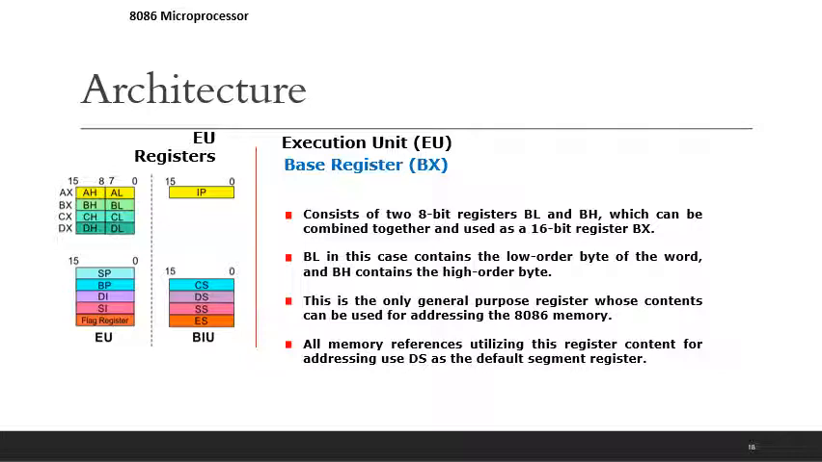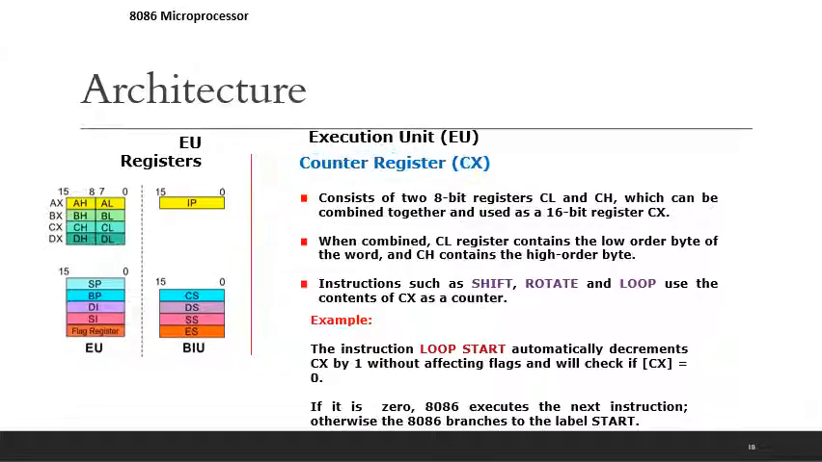Next, BX register or base register. It consists of two 8-bit registers BL and BH, which can be combined together and used as a 16-bit register BX. BL in this case contains the lower order byte of the word and BH contains the higher order byte. This is the only general purpose register whose contents can be used for addressing the 8086 memory. All memory references utilizing this register content for addressing use DS as a default segment register.